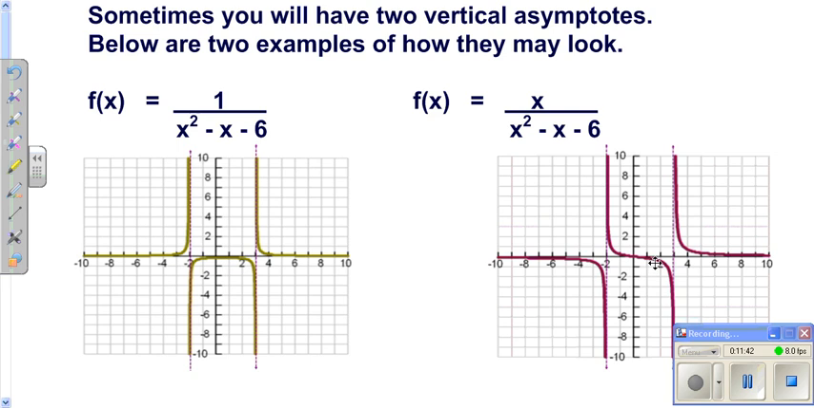In this case, in between your asymptotes, on one side it goes up, on the other side it goes down. But notice in most of these, if you take any one vertical asymptote, on one side it goes up, on the other side it goes down. Is it always that way? No. Is it common to have that? Yes.